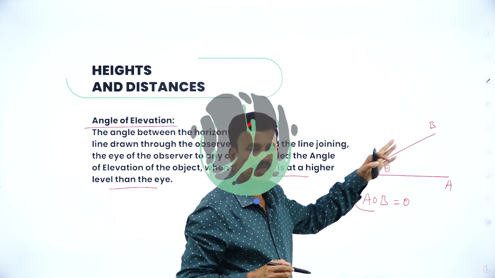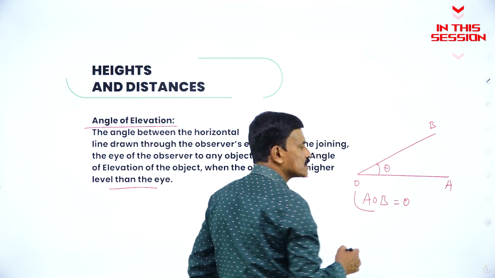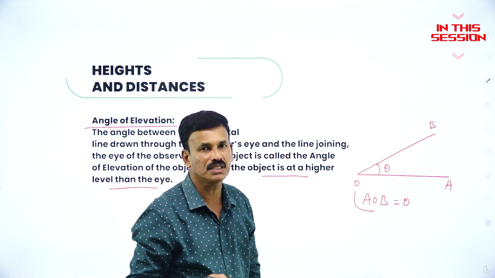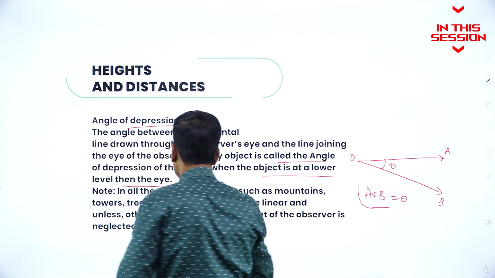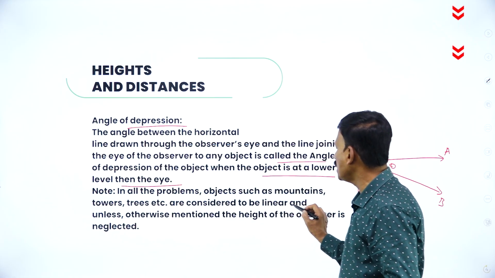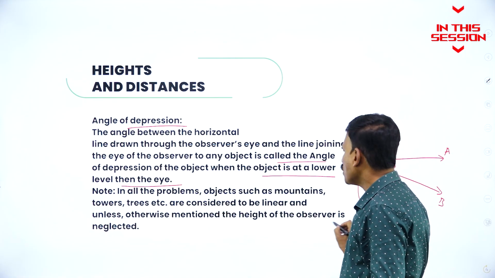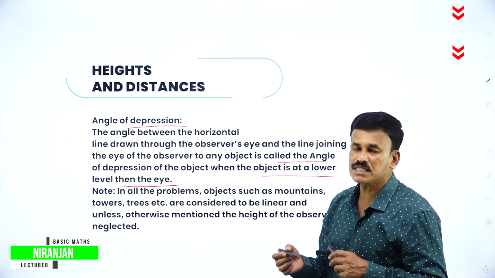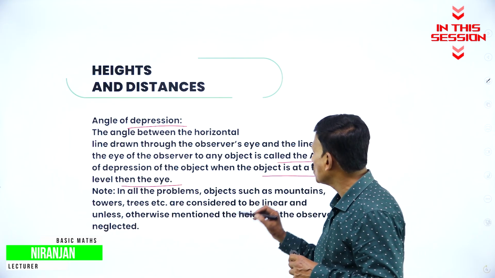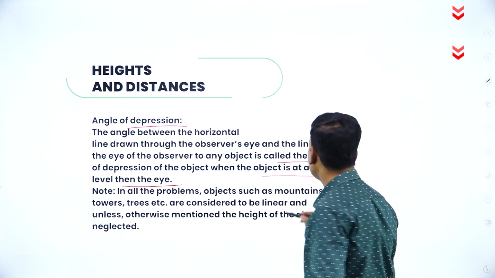The point B from this point, then this angle AOB is called the angle of elevation. In all problems, the objects such as mountains, towers, trees, etc. are considered to be linear, and unless otherwise mentioned, the height of the observer is neglected. If it is above the level of the eye, then it is called angle of elevation. If it is at a lower level of the eye, then it is called the angle of depression.